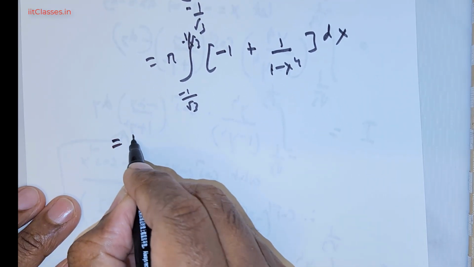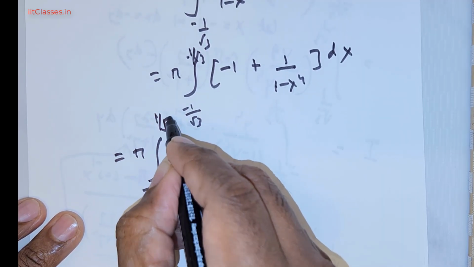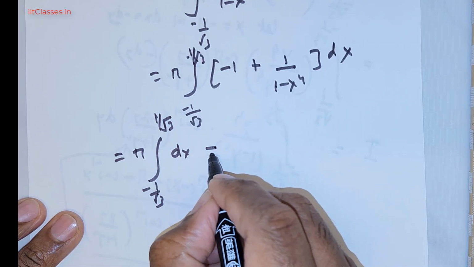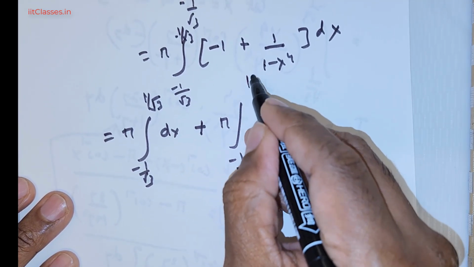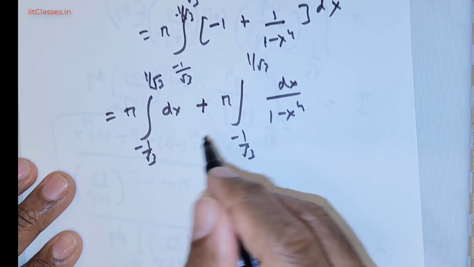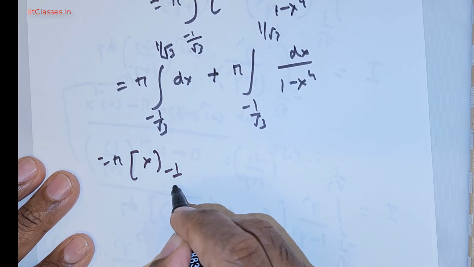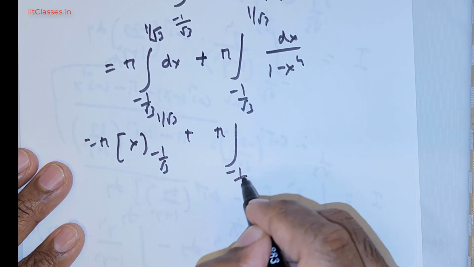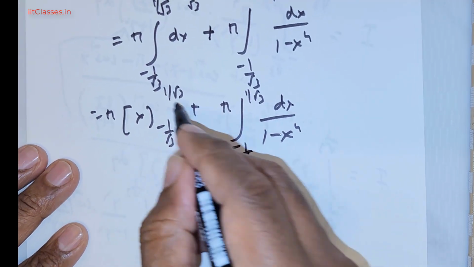So now I can rewrite this as pi times integral from negative 1 over root 3 to 1 over root 3 of dx, followed by positive pi times integral from negative 1 over root 3 to positive 1 over root 3 of dx over 1 minus x raised to the power 4. So we have to integrate this. Now if I integrate this, I get pi times x from negative 1 over root 3 to positive 1 over root 3, followed by pi times the integral from negative 1 over root 3 to positive 1 over root 3 of dx divided by 1 minus x raised to the power 4.